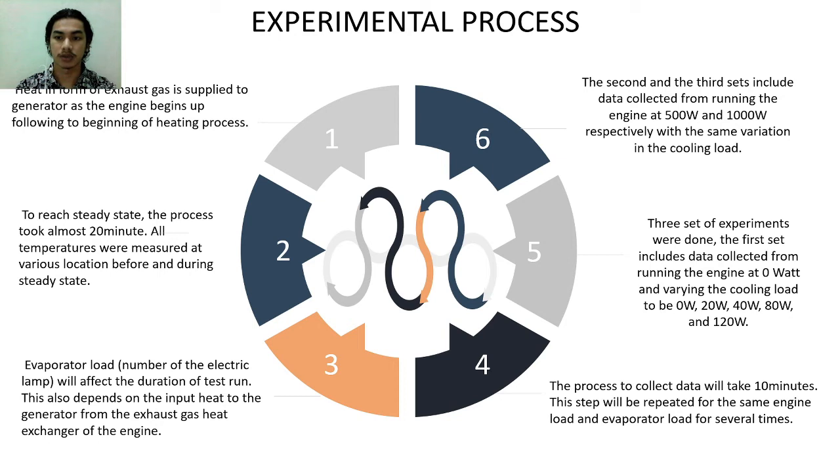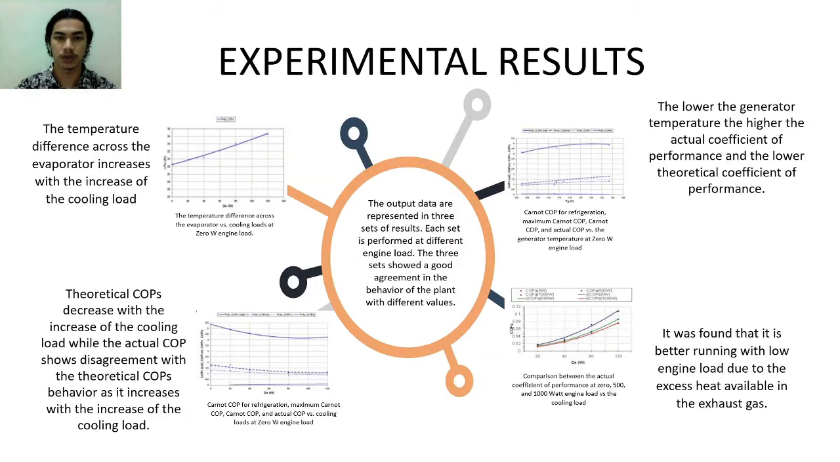The first set includes data collected from running the engine at 0 watt and varying the cooling load to be 0, 20, 40, 80 and 120. The second and third sets include data collected from running the engine at 500 and 1000 watt, respectively, with the same variation in the cooling load.